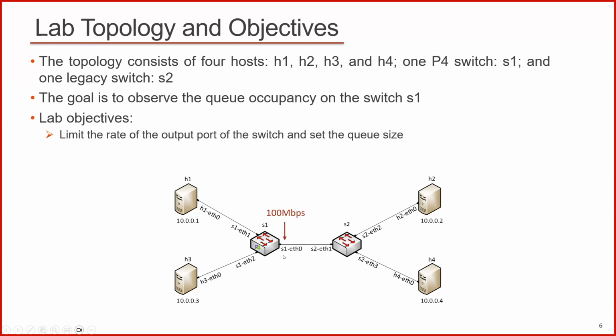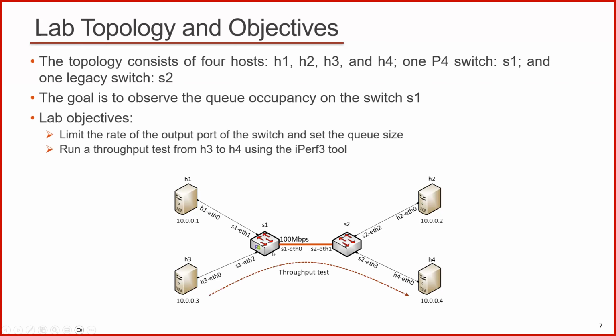To do so, first we're going to be limiting the rate to 100 megabits per second. This is going to be the rate here at the output interface facing S2 on S1. And then we're going to run a throughput test using iPerf from H3 to H4. With that throughput test, because we limited the bandwidth here, we're going to have a bottleneck. And because of that bottleneck, our queue is going to start being utilized in the switch.